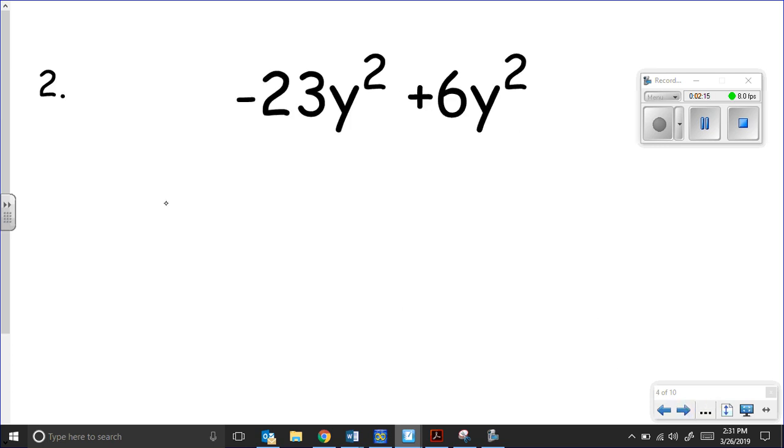All right, let's look at number 2. Both of these terms have y as their variable, and the y's both have exponents of 2, so we know they're like terms. So all we have to worry about is dealing with the coefficient. So negative 23 plus 6 is negative 17. So this is negative 17y to the second power.